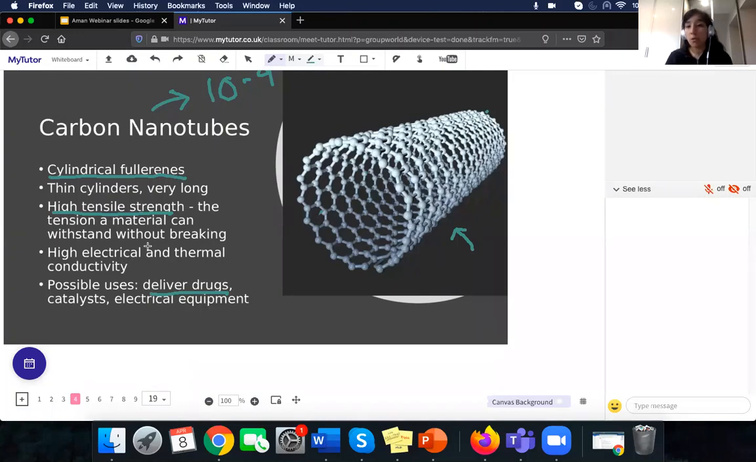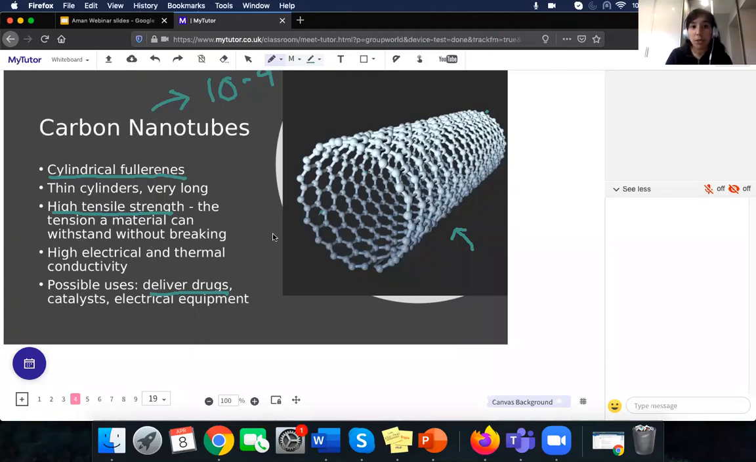So what is it useful for then if it's got a high tensile strength? Well, it's useful for things like tennis rackets and strengthening those and reinforcing sports equipment. So it's often used in tennis rackets. It can be used in golf clubs because of this high tensile strength. Yep, someone said tennis rackets.